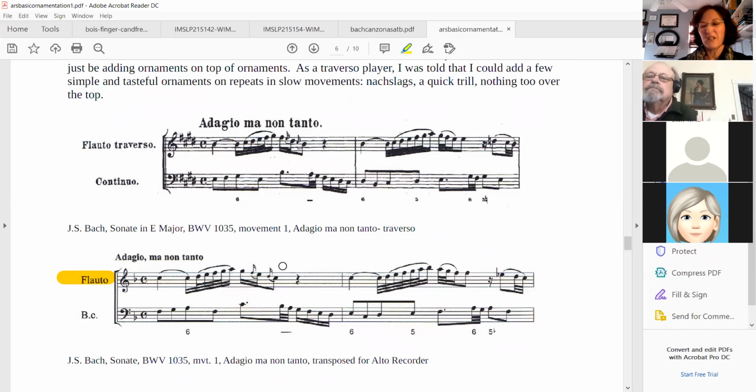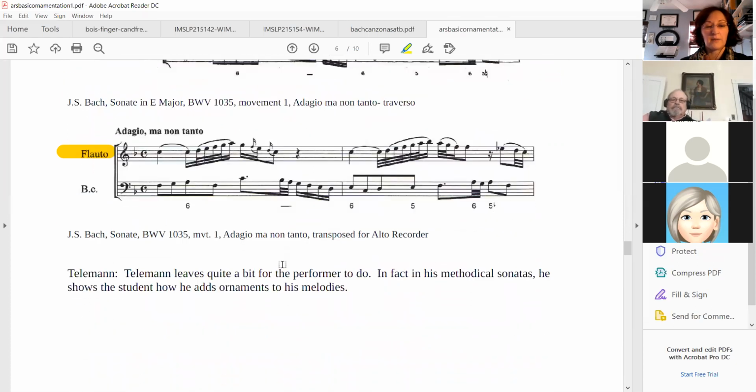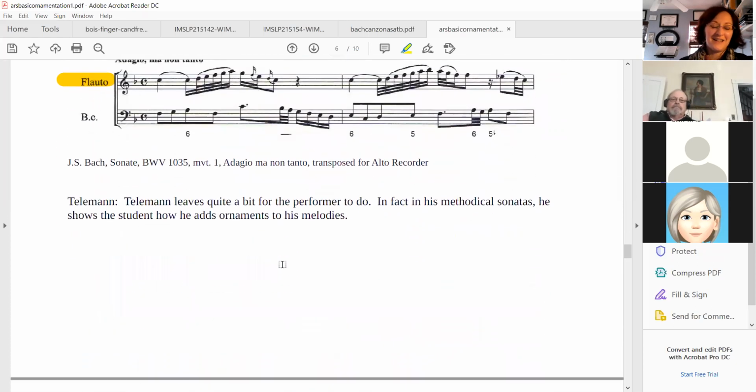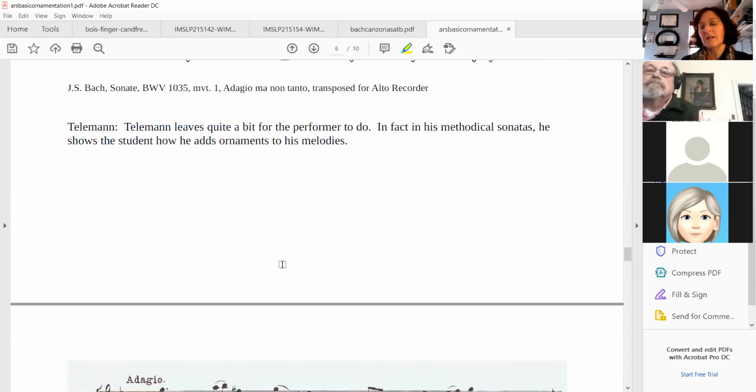So you can see you don't really need to add an awful lot in Bach. Telemann, on the other hand, leaves quite a bit for a performer to do. And if you are at all interested in how to ornament Baroque music, I recommend getting a hold of his methodical sonatas. In his methodical sonatas, he shows how to add ornaments to his melodies.